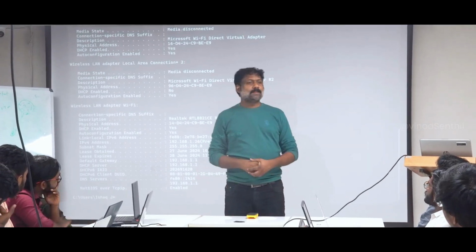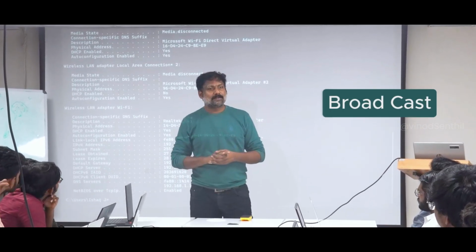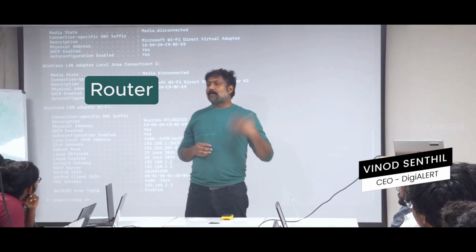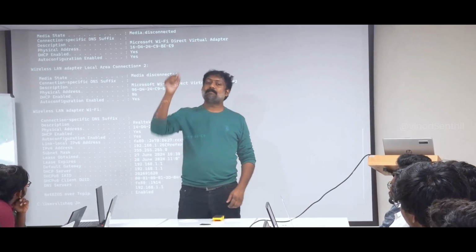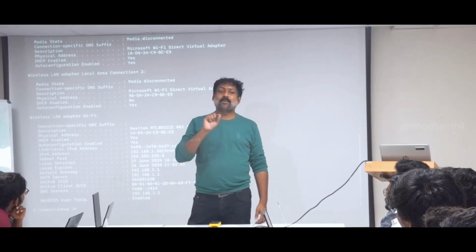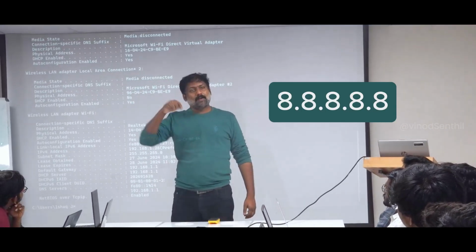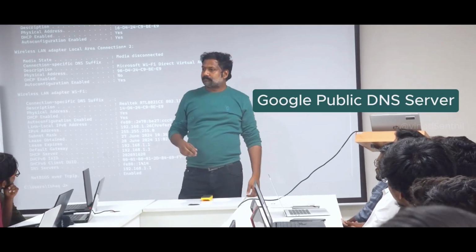So first what does it do? It checks the local hosts file, second it broadcasts, third it asks the router, asking whether it knows. Then the router says I don't know. Then the router will go and check with the DNS server it has configured, 8.8.8.8, and come back. 8.8.8.8 is Google's public DNS server.